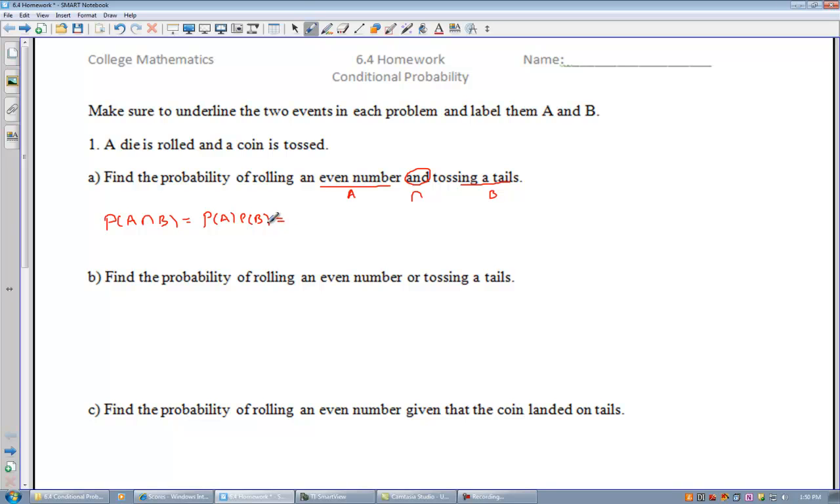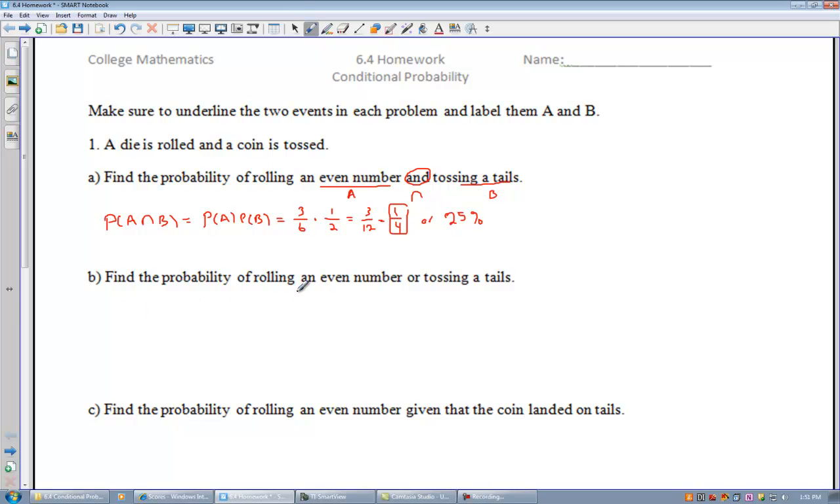And P of A is the probability of rolling an even number. Since there's 3 even numbers, right, 2, 4, and 6 out of 6 possibilities, so we get 3/6 for probability of A, times the probability of B, which is tossing a tail, so 1 tails and 2 possible outcomes, so 1/2, which is equal to 3 over 12, or you could write this as 1/4. Right, so the answer is 1/4. Of course, 1/4 is 25% of the time. You would expect to roll an even number and get a tails.